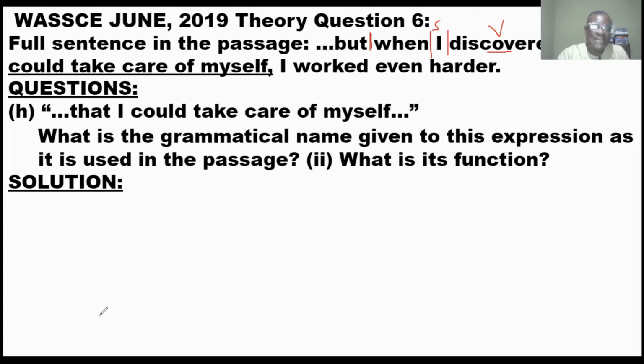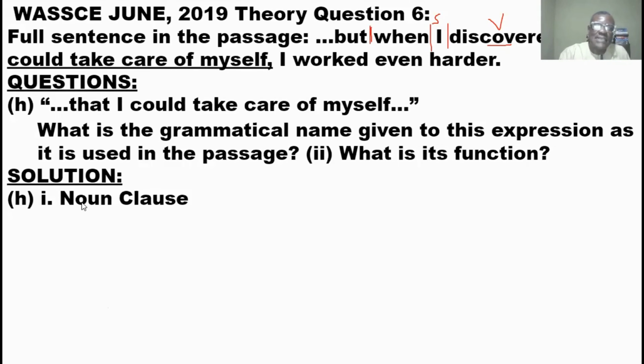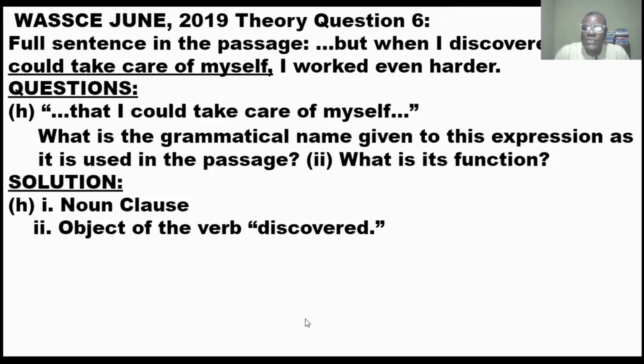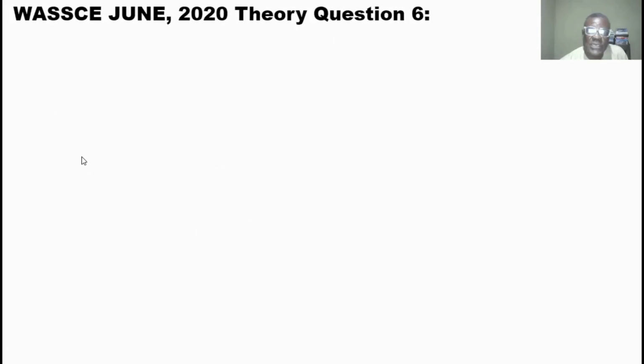Okay, so take note of how we arrive at the answers. So we look at the answer to question I: noun clause. II, object of the verb discovered. Okay, now let's undo the marks again, and then we go to the last question, which should be for 2020. Okay. Now, 2020 question, theory question number 6.